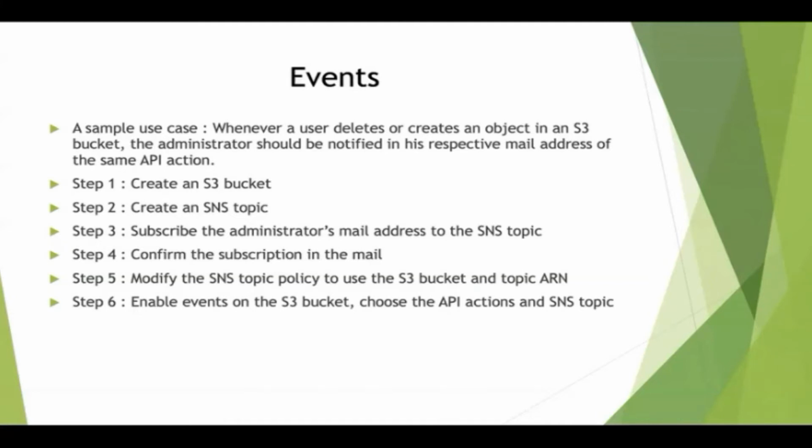And then we are going to modify the topic policy to use the S3 bucket and the topic ARN. And then we are going to enable events on the S3 bucket, choose certain API actions such as deletion or creation, and then choose the SNS topic. So after doing this configuration, what is going to happen? The end result is that whenever a user creates an object or deletes an object, we will be able to get a notification in our mail as to what is the source IP of the person who has done that, what was the object that he has uploaded, or what was the object that he has deleted, and so on.